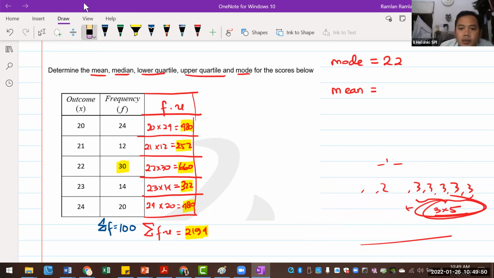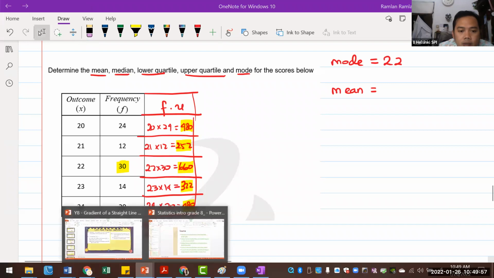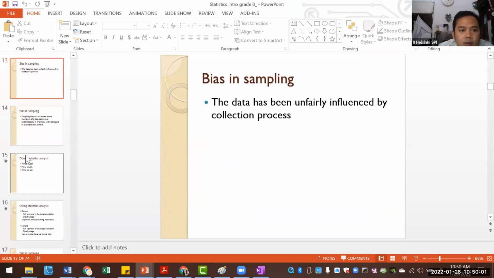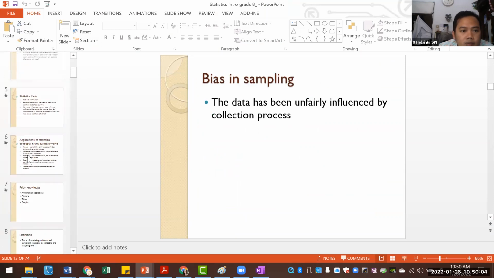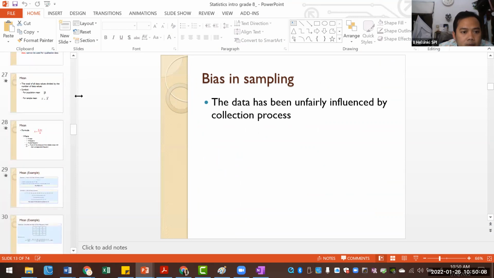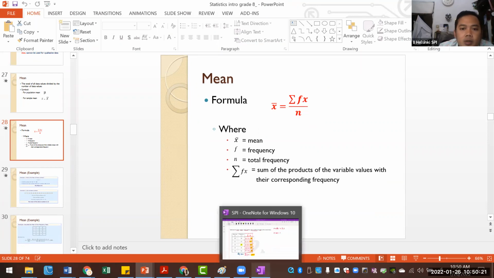Okay, so the mean, remember in the first session, I'm going to show you, here we go. I'll give you the notation, right? Remember the notation for the mean, where is it? We have sigma fx, right? And then n is actually sigma f. It's the same thing actually. So we can use this formula here to calculate the mean then.